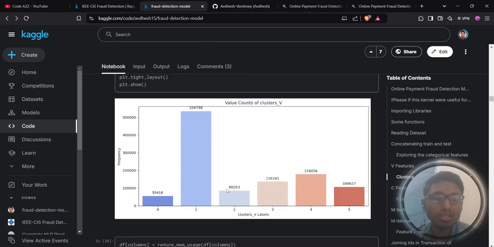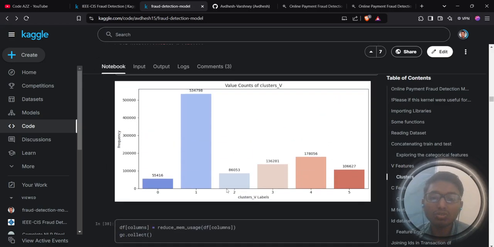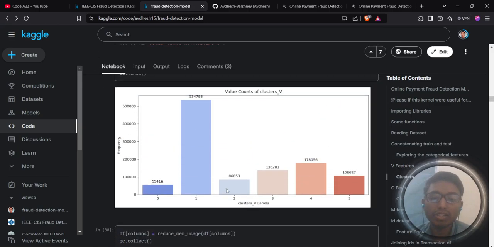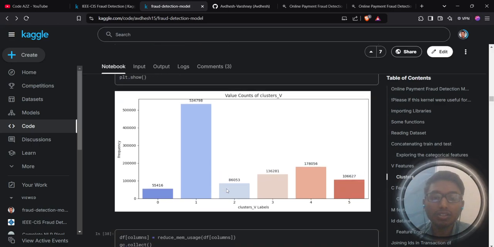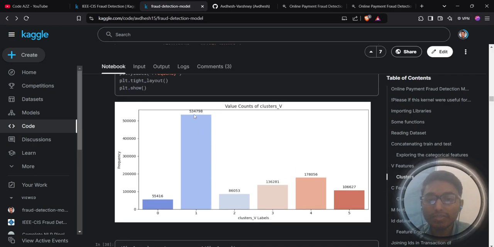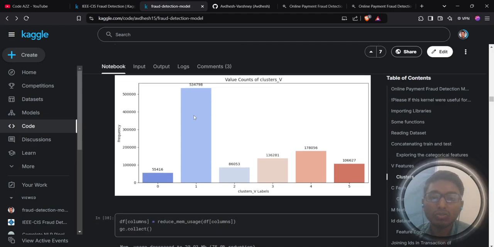So let's move to the other features like these. You can also go through the whole documentation. This is the frequency chart graph of the clusters of V. You can see cluster one contains more than 5 lakh rows of the whole data set, which is very huge. So most of the values belong to the first cluster.